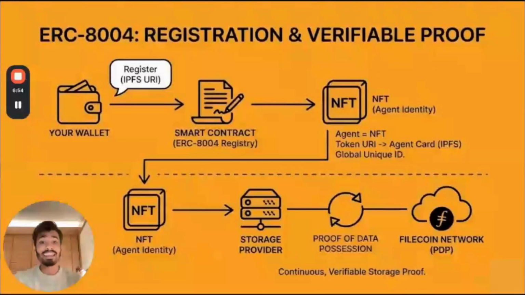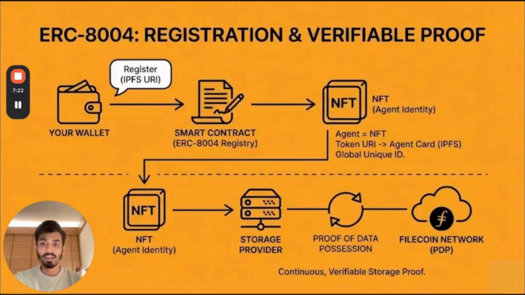From this moment, anyone who wants to find your agent can query the registry, get your token URI, fetch your agent card from IPFS, and know exactly what they are dealing with. The on-chain record proves the identity exists and who controls it. The IPFS CID proves the content hasn't been tampered with at all. But we still need to verify the content is actually being stored, and that's where the proof system comes in.